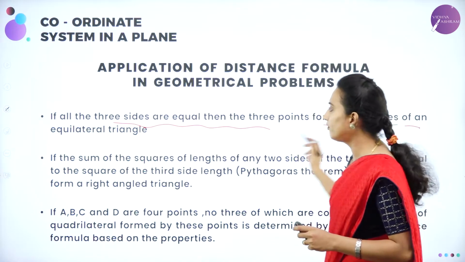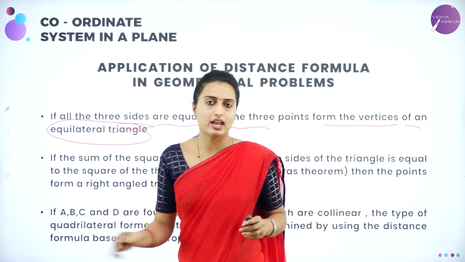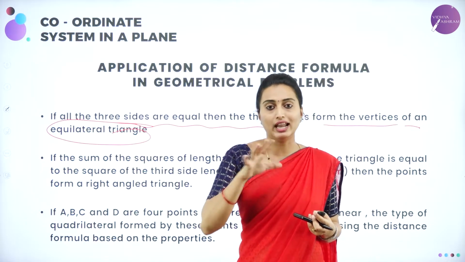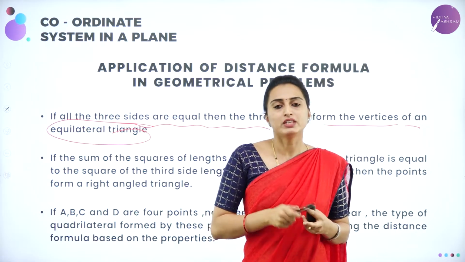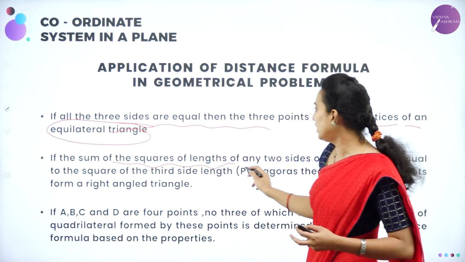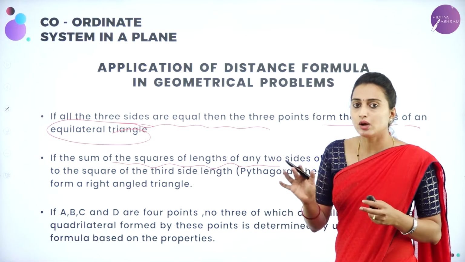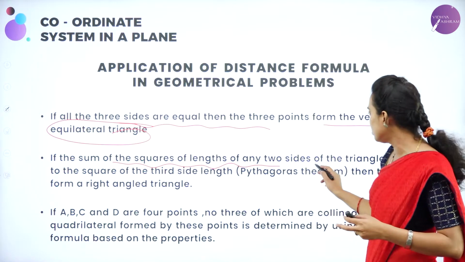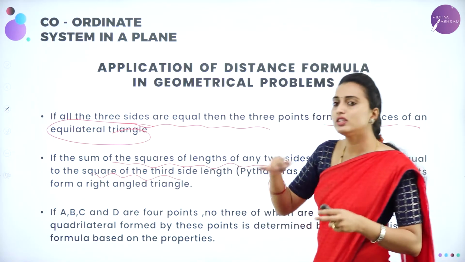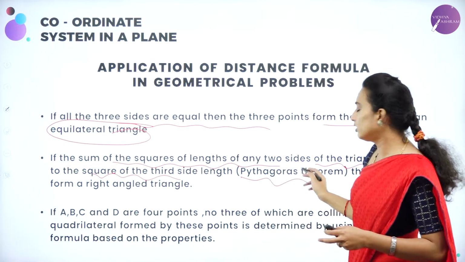See, the vertices of an equilateral triangle you are going to have. If AB is equal to BC is equal to CA in length, then it is said to be an equilateral triangle. Then if the sum of the squares of the lengths of any two sides of the triangle is equal to the square of the third side, then that means Pythagoras.